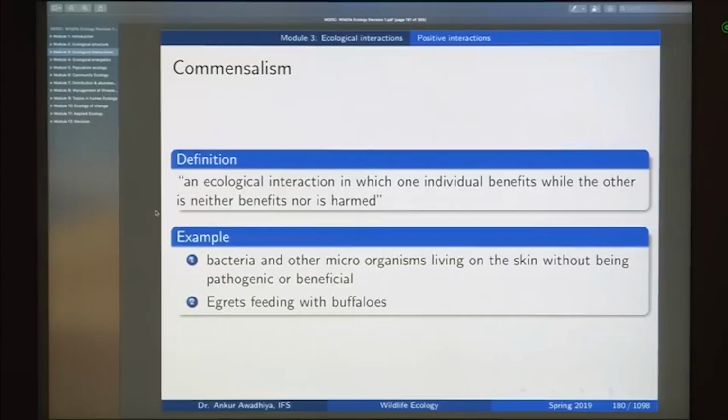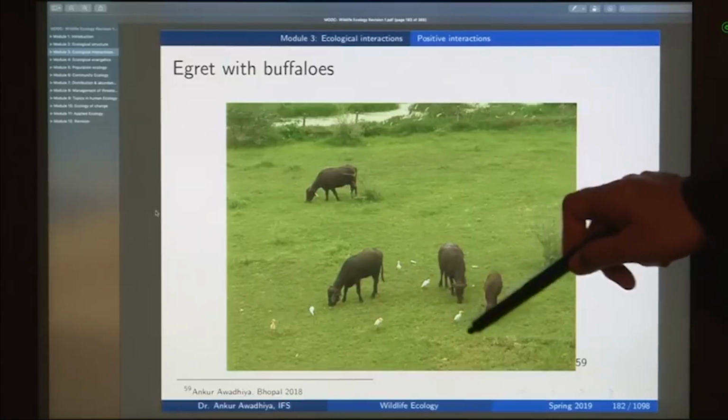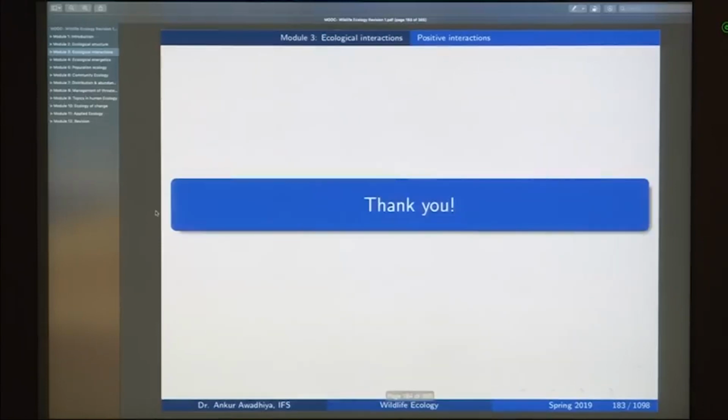So, in this case the organism that is harboring these bacteria is neither benefited nor harmed, but the bacteria are getting shelter, the bacteria are getting food. So, they are getting benefit. And the second example is egrets that feed with the buffaloes, and we saw this example when these buffaloes are feeding, when they move. So, there is movement of the grass blades because of which the insects move, and when the insects move then they are very easily caught by the egrets. So, in this case the egrets are getting a benefit, the buffaloes are neither getting a benefit nor are they harmed. So, in this case this is commensalism.